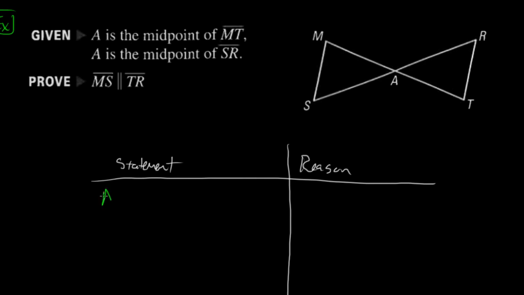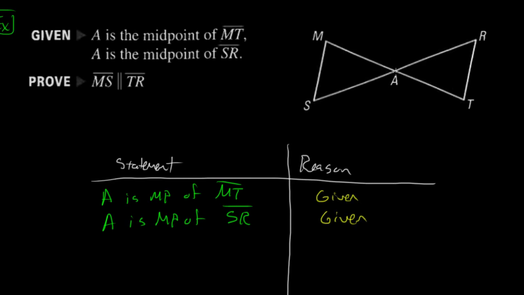So it says A is the midpoint of MT, and A is the midpoint of SR. Okay. The reason those are true is, of course, given.